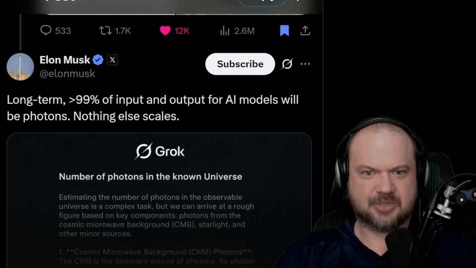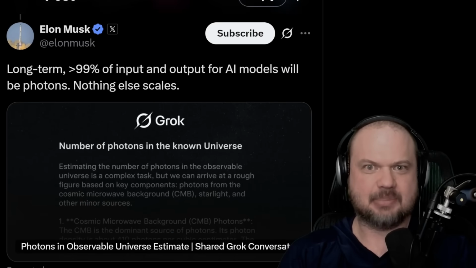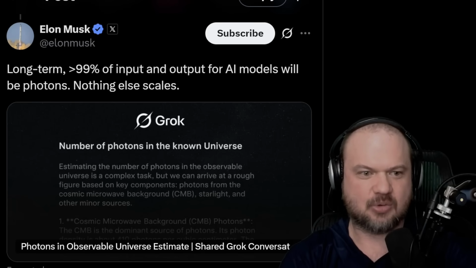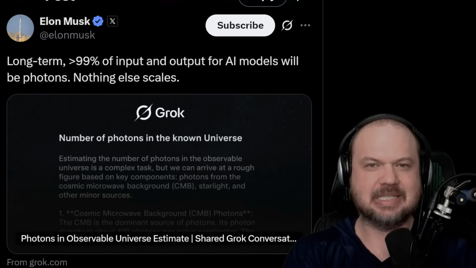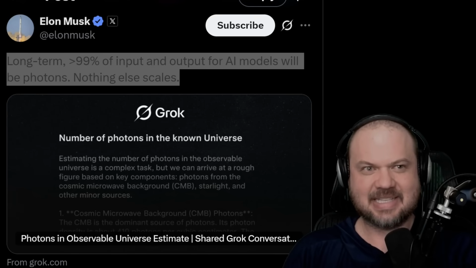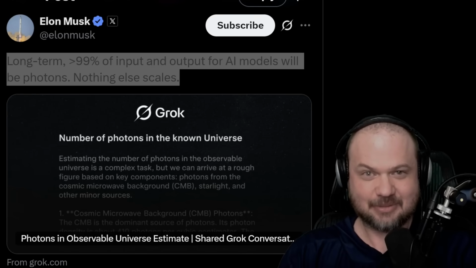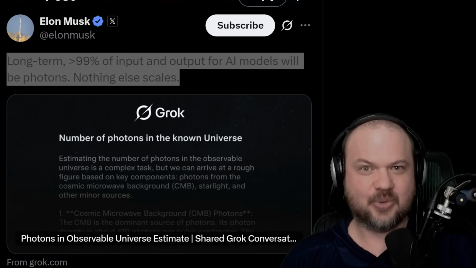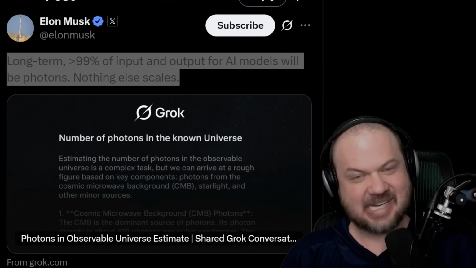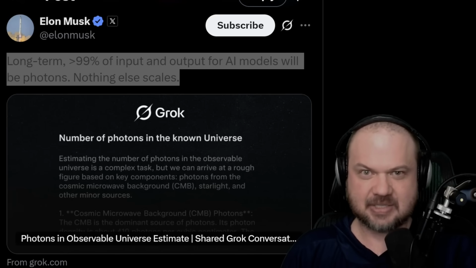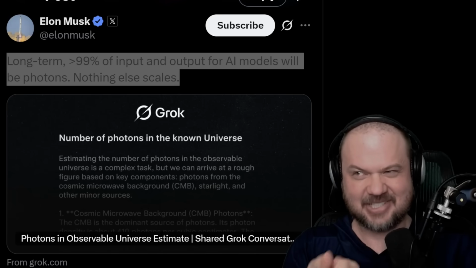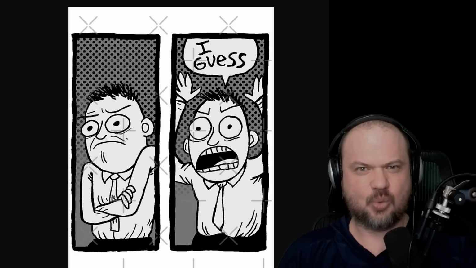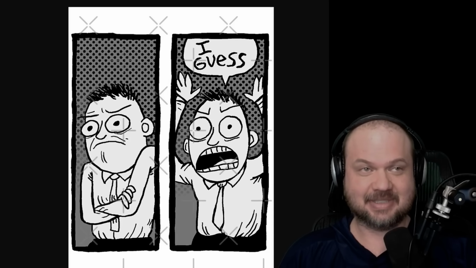Interestingly, Elon Musk responds to that post saying long-term, more than 99% of input and output for AI models will be photons. Nothing else scales. I mean, our whole reality runs on photons, so certainly that makes sense. If you think about it, the world's operating system, so to speak, runs on photons. It's weird to think about, but our consciousness, our brain only experiences photons. All the lights, all the objects, everything we observe, that's photons. Even when we touch things, we're not actually touching the atoms. Elon says some of the weirdest stuff sometimes about living in a simulation, this thing about photons, but then you think about it, you're like, I guess.